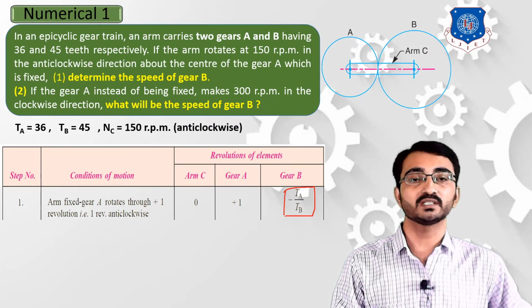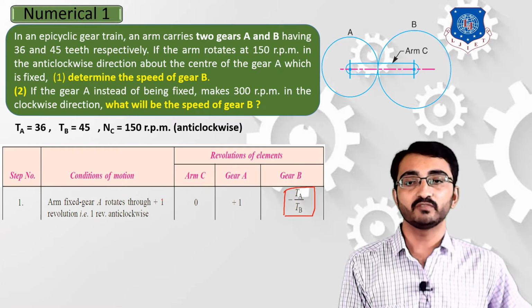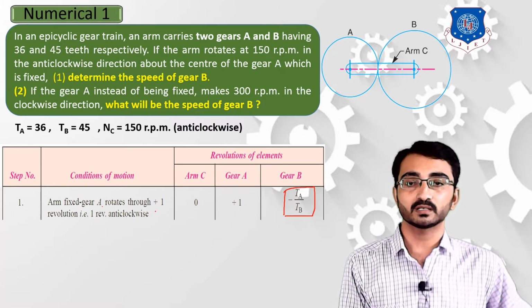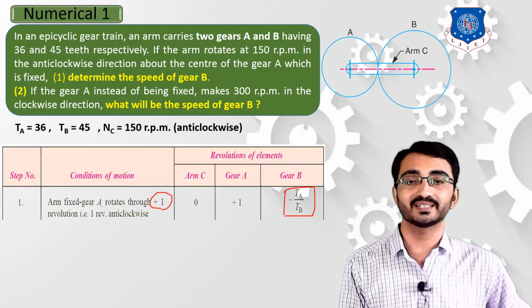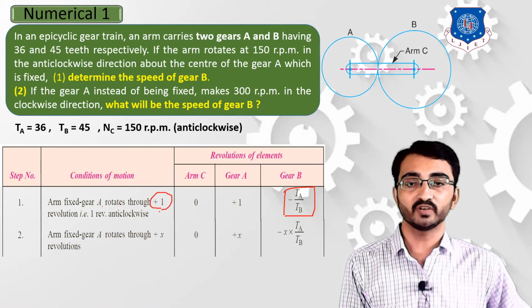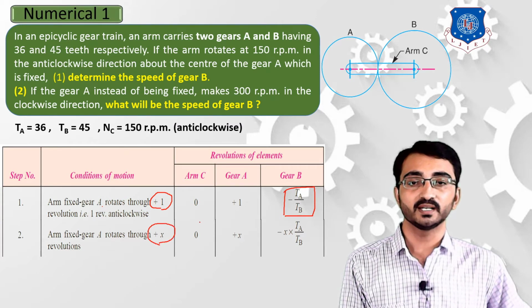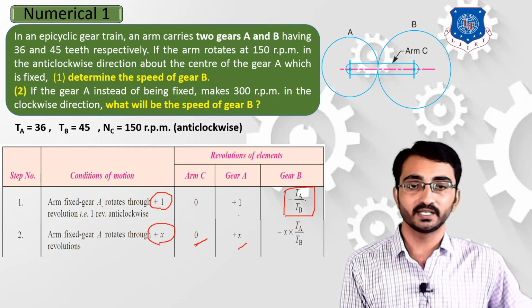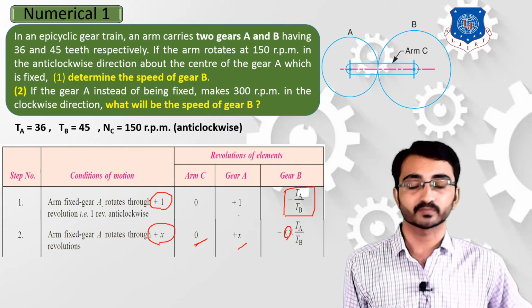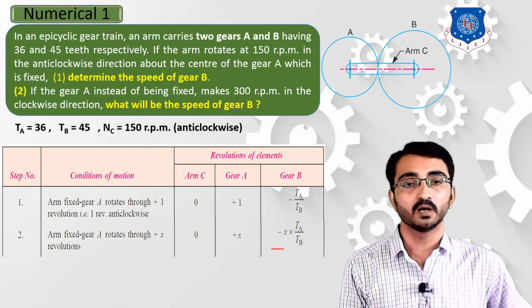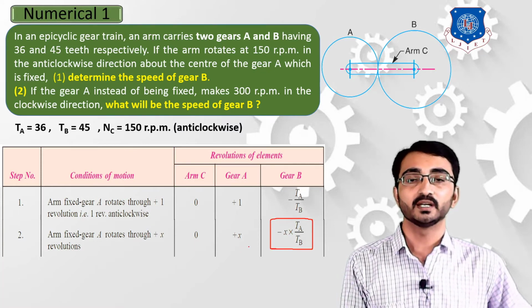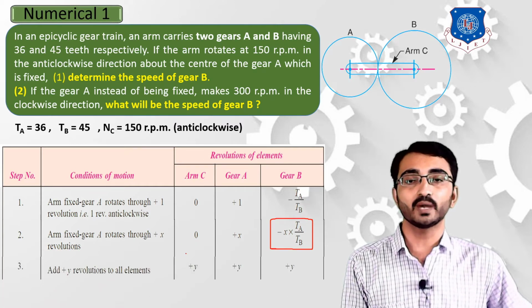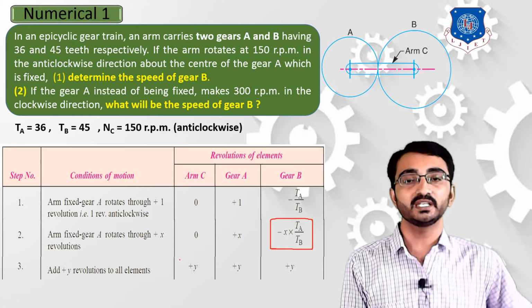Now after achieving this equation, for the second condition we consider gear A rotating with plus x revolutions rather than plus 1. If we consider plus x instead of plus 1, then we replace the plus 1 with plus x. The arm is again fixed, so 0, and the speed of gear B is multiplied by x. This will give minus x TA upon TB. Now the third condition: we have to add plus y revolutions in each and every component.